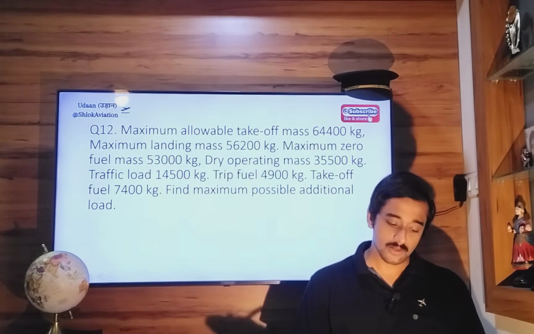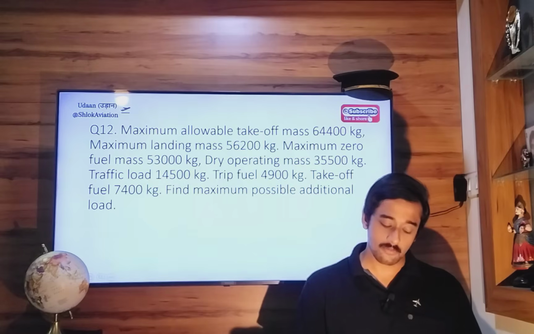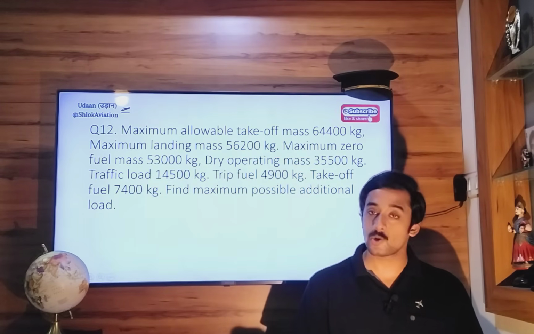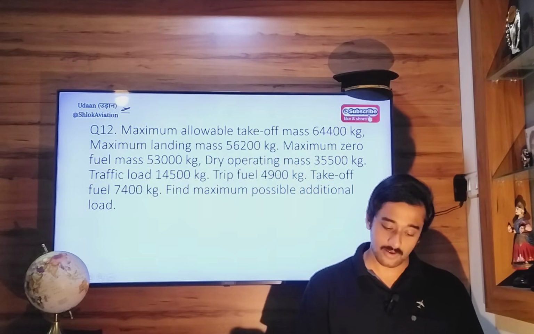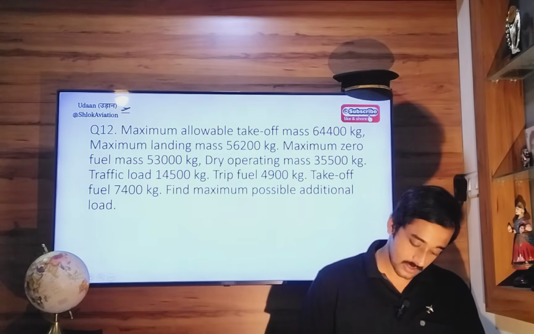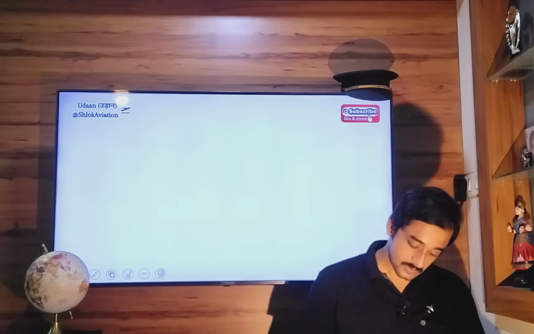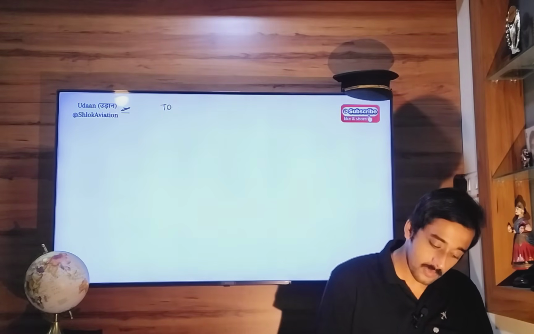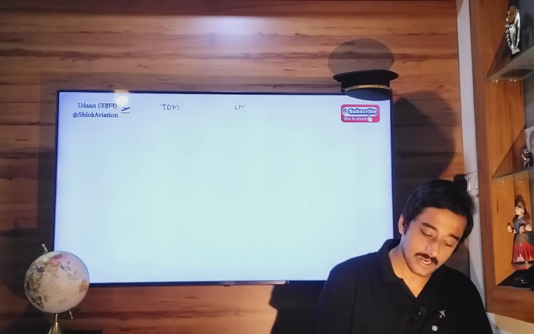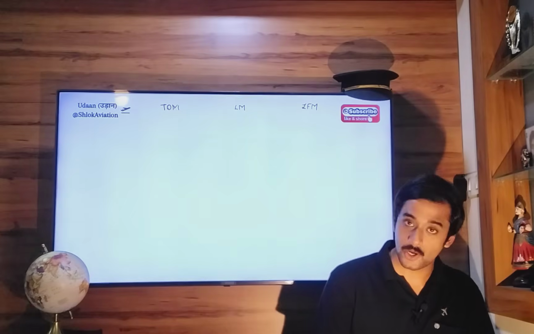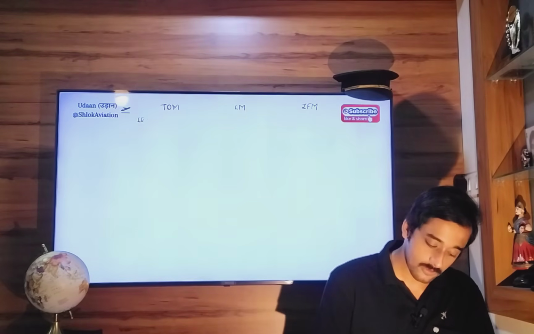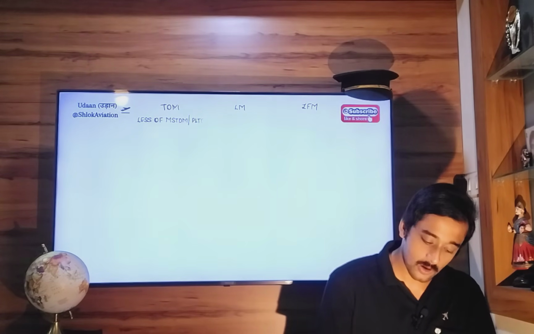Question 12. Maximum allowable takeoff mass is given. Landing mass, zero fuel mass, DOM, traffic load, trip fuel, takeoff fuel are given. Find maximum possible additional load. Okay. So, takeoff mass, make the three columns like I always do. Landing mass column, zero fuel mass column. In the takeoff mass column, you are going to write a value which is the lesser of maximum structural takeoff mass and performance limited takeoff mass.